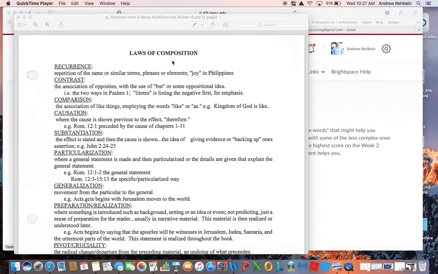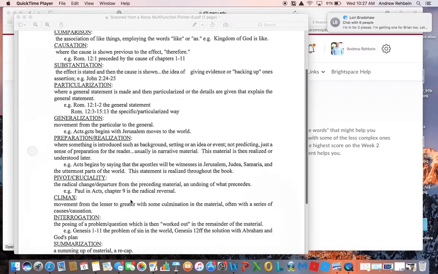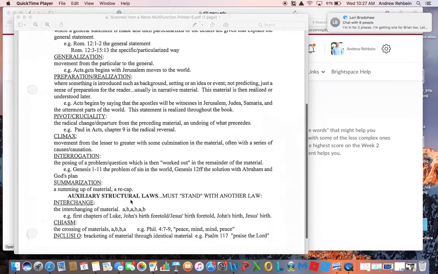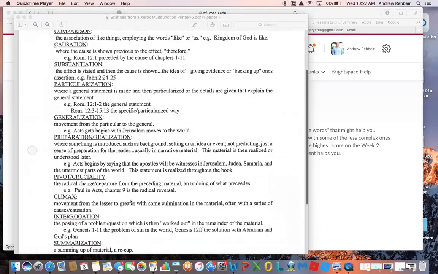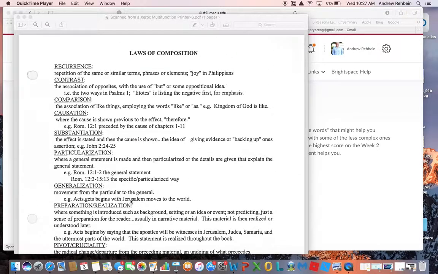So I'm going to attach in the news feed this document that I am showing here on my screen. I just call this a structural laws cheat sheet. It boils down what's in the Bauer textbook and gives you a very simple definition of each of these structural laws.